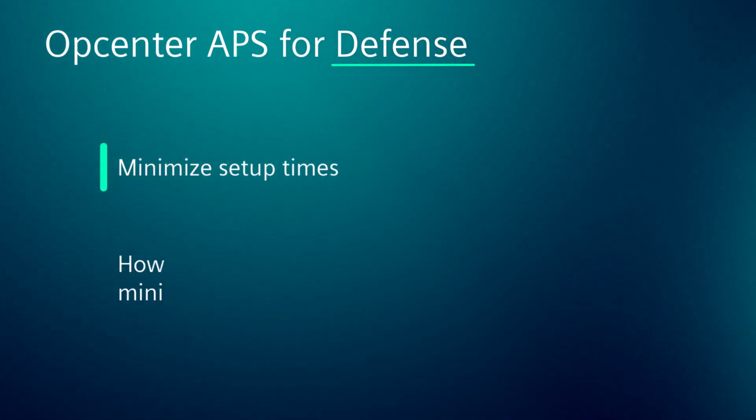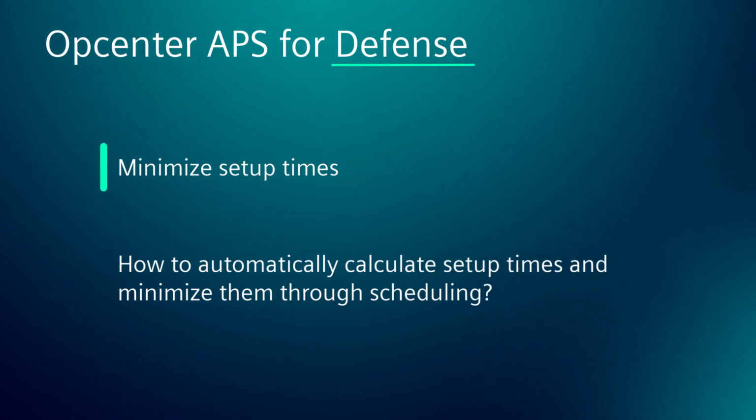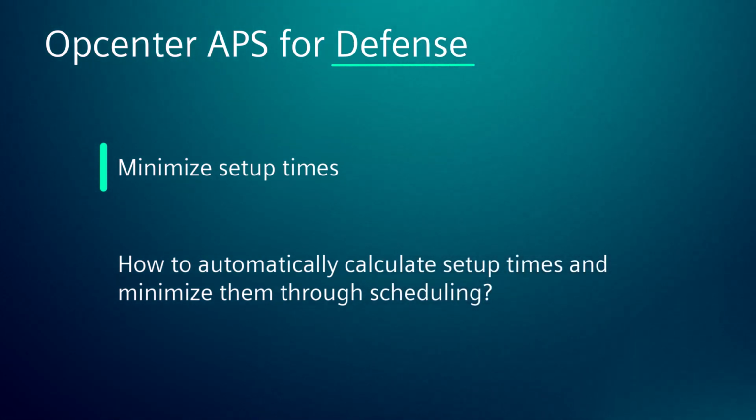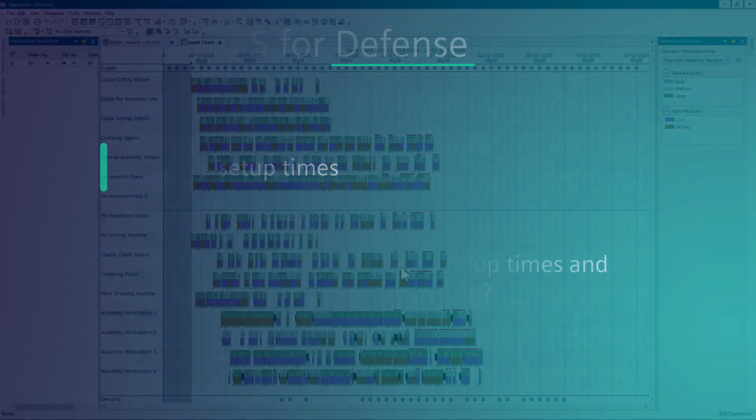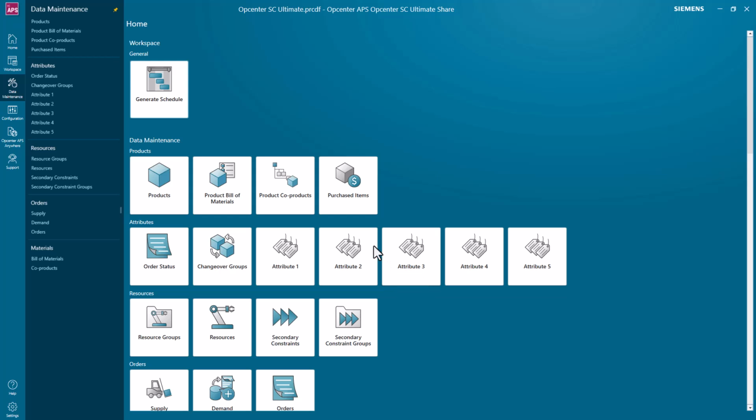Third, optimizing machine utilization by reducing setup times. You want your machines producing, not sitting idle during changeovers. The question is, how do you sequence jobs to minimize the time spent setting up between orders? The answer starts with defining attributes that characterize your orders and products.